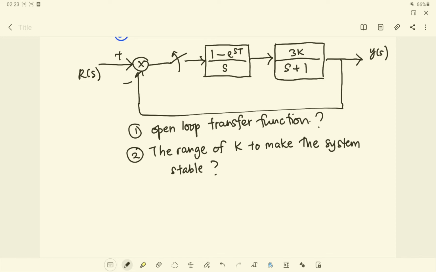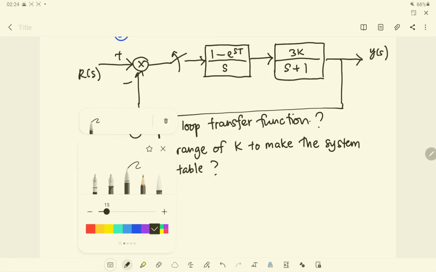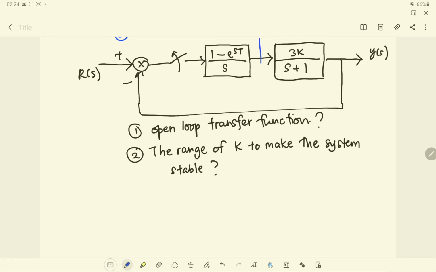First, the system. Obviously it's a digital system since we have a converter here, right? A converter. We use a zero order hold. And first things first, you have to know how to find the open loop transfer function. So what is the open loop transfer function?